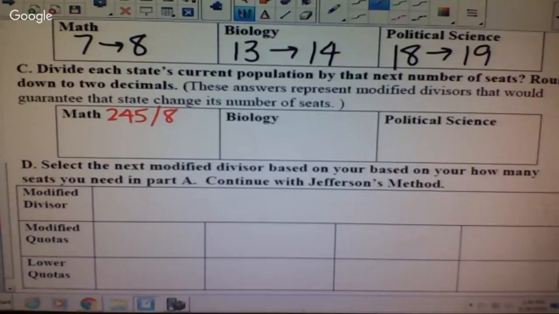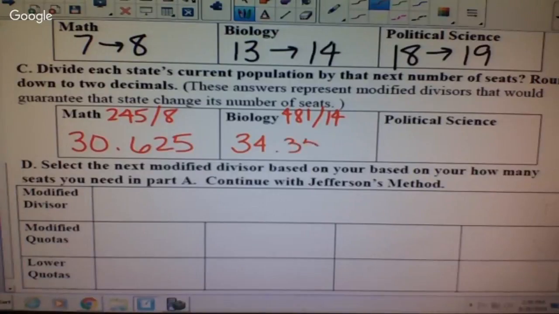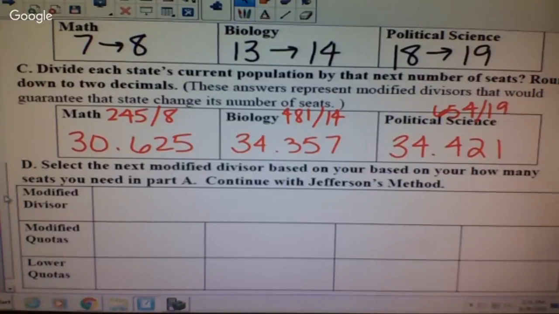That means I could use a modified divisor of 30.625. I do the same thing to biology. So 481 divided by 14, which means we could use a modified divisor of 34.357. And political science was 654 divided by 19, which means I could use a modified divisor of 34.421.